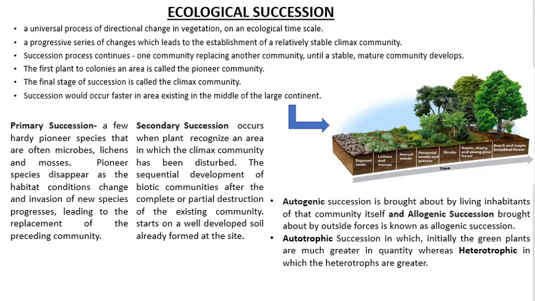Autogenic succession is brought about by living inhabitants of that community itself, whereas allogenic succession is brought about by outside forces. Under autotrophic succession, initially the green plants are much greater in quantity, whereas in heterotrophic succession, the heterotrophs are greater.